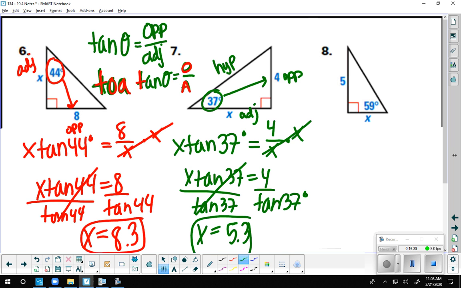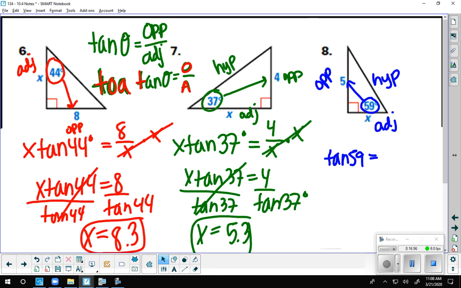And the last one, start with the angle you know. The tangent of 59 degrees equals, okay, this is my hypotenuse because it's across from the 90-degree angle. This is my opposite because it's across from the angle that I know, which means this is the adjacent. So tangent of 59 equals opposite over adjacent.